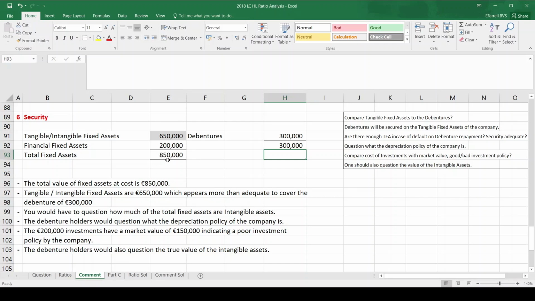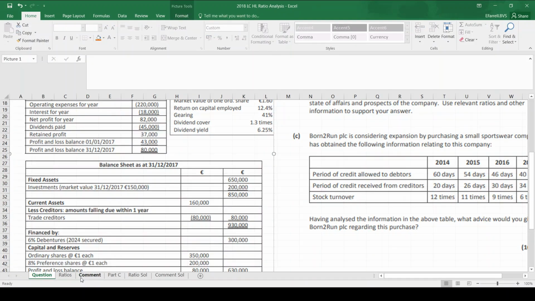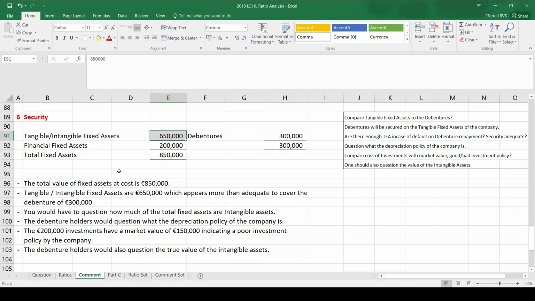So this is 850,000. Now sometimes we are given a breakdown of tangible and intangible fixed assets, but here we're not. We're just told that there's 650. We're just told fixed assets, so we don't know what's tangible and what's intangible. The fixed assets of 650 appear more than adequate to cover the debenture of 300,000. You would have to question how much of the total fixed assets are intangible assets, okay? Because the tangible assets are obviously better, they're easier to change into cash if need be.